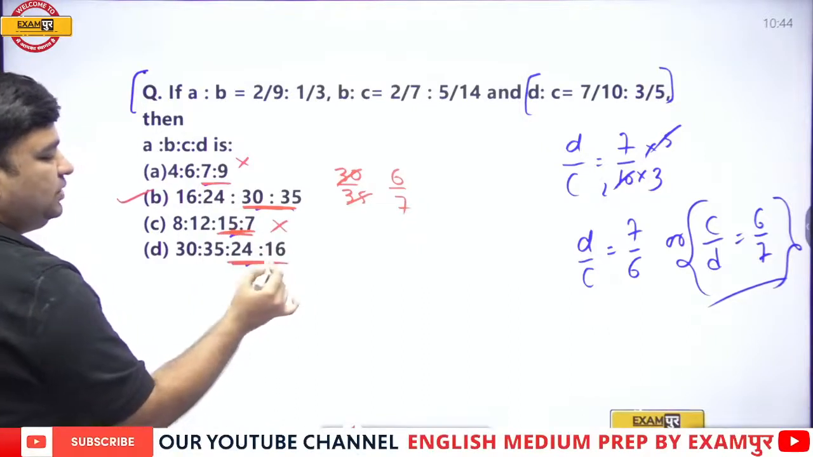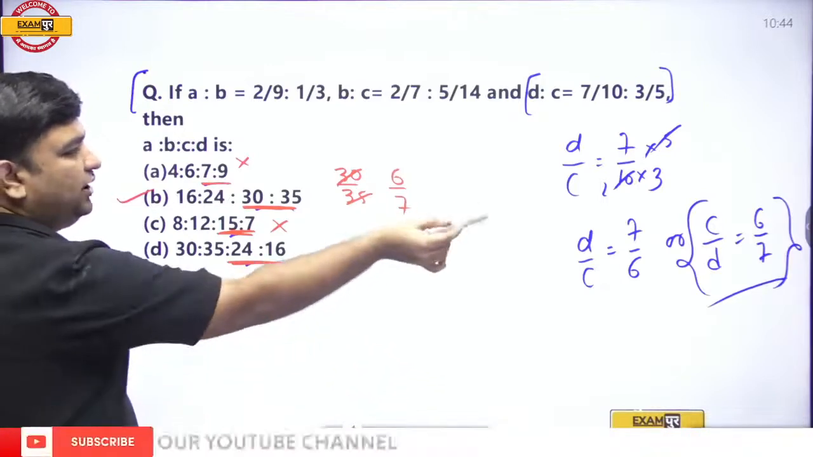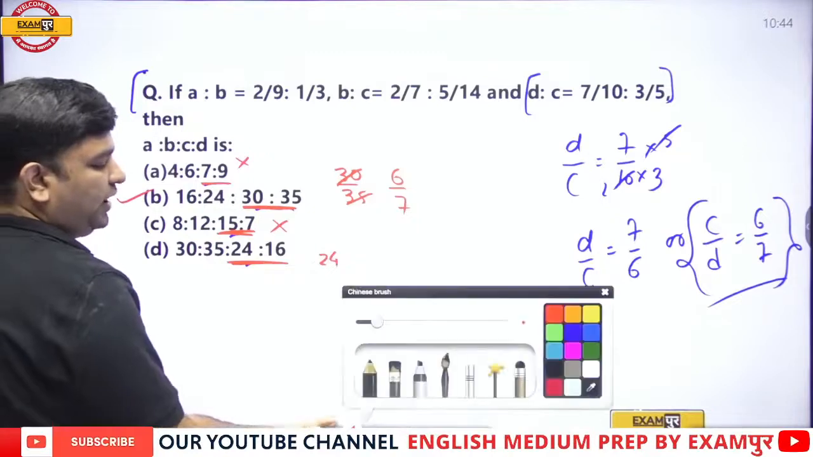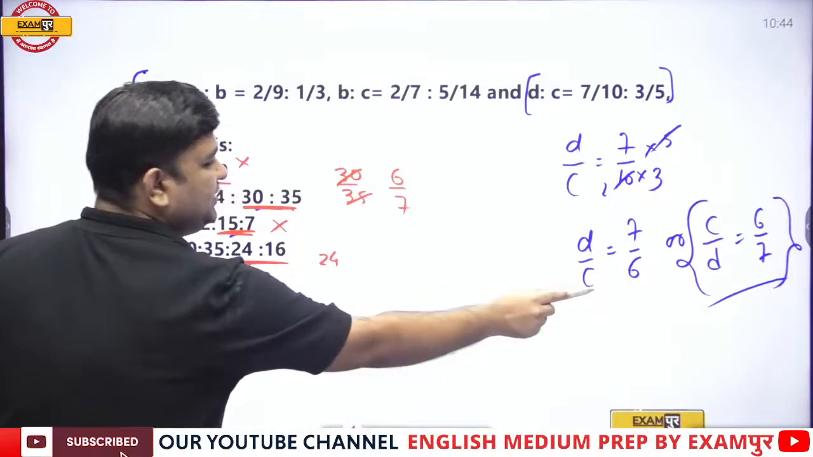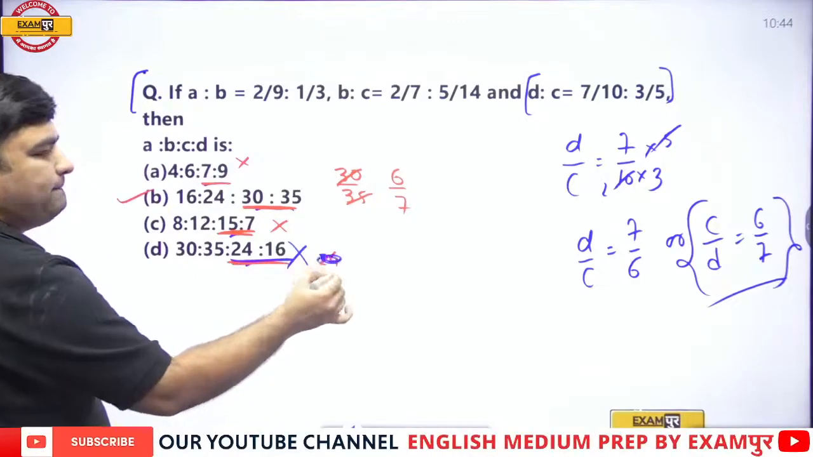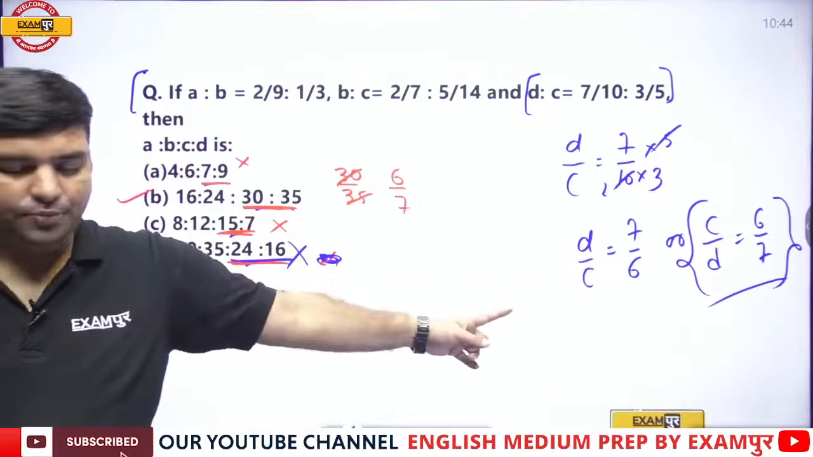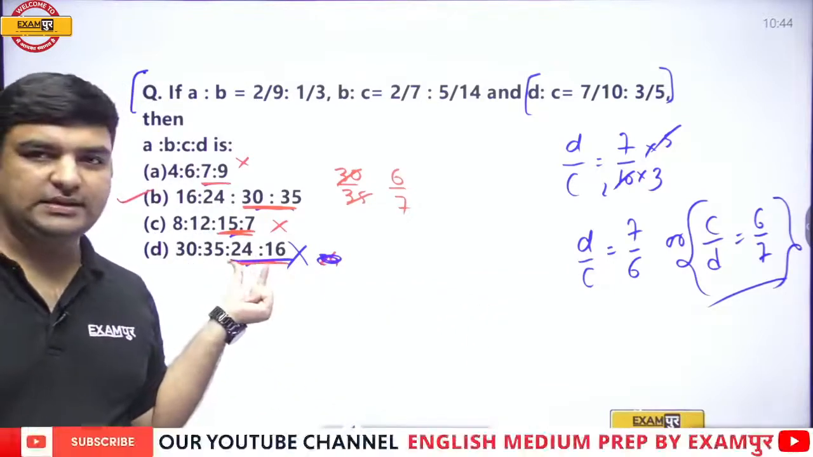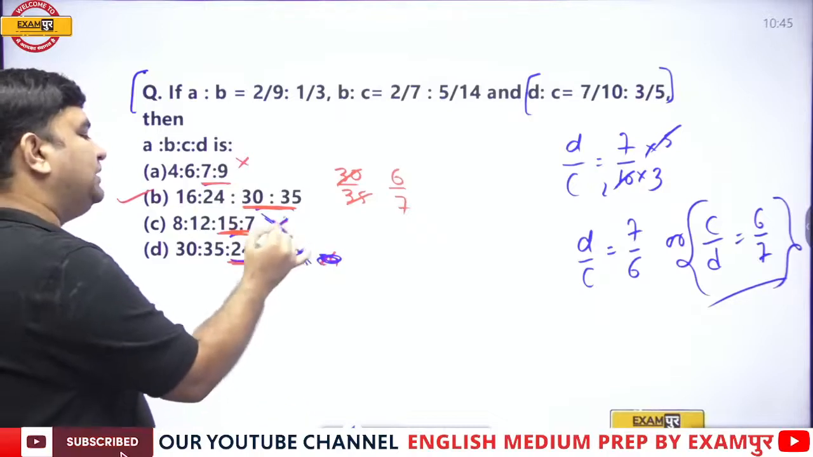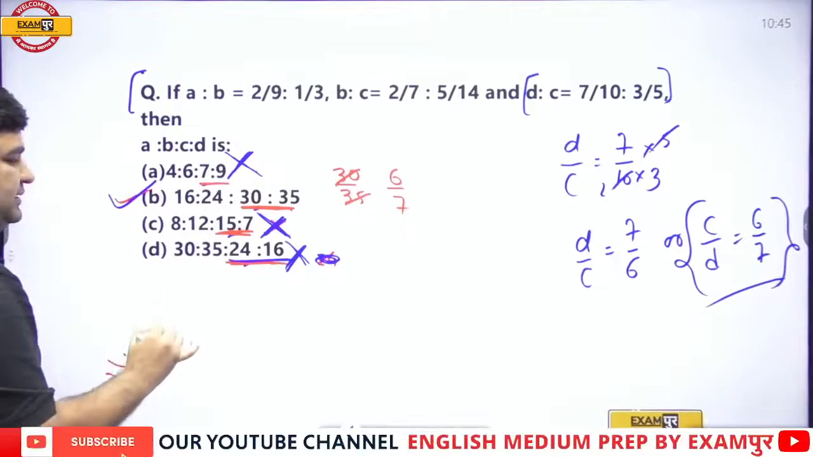And this is also not 6:7, because according to our initial ratio, C should be smaller and D should be more. But here the inverse is there: C is more, D is less. So that is also getting eliminated. If all three options get eliminated, then ultimately B is the answer.